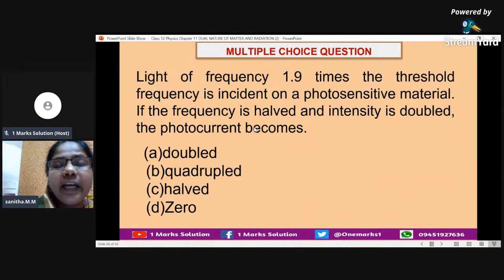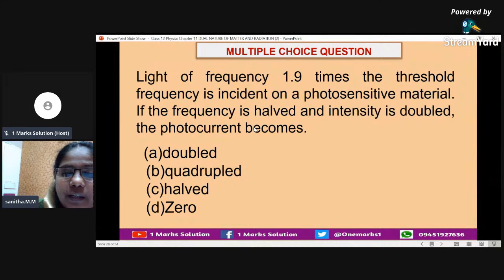It is 1.9 times the threshold frequency. You just make it half. What is 1.9 divided by 2? 0.95. Isn't it? It is not equal to 1. It is below 1 frequency. If there is 1 frequency, that means 1 threshold frequency, then only the emission will take place. If intensity is double or anything is double, the photoelectric current should be there, means photoelectron should be there. That means electron should be ejected.